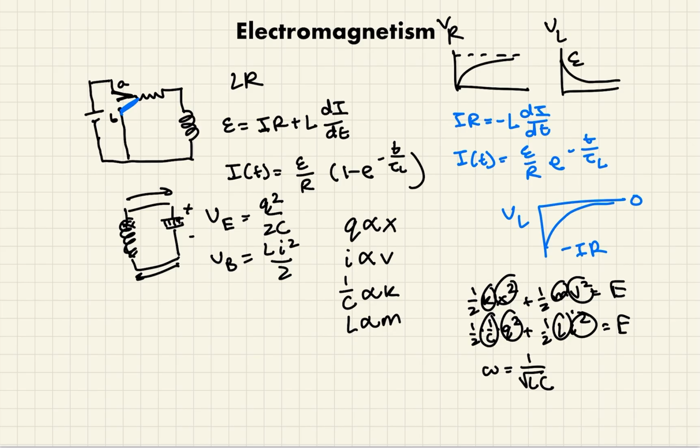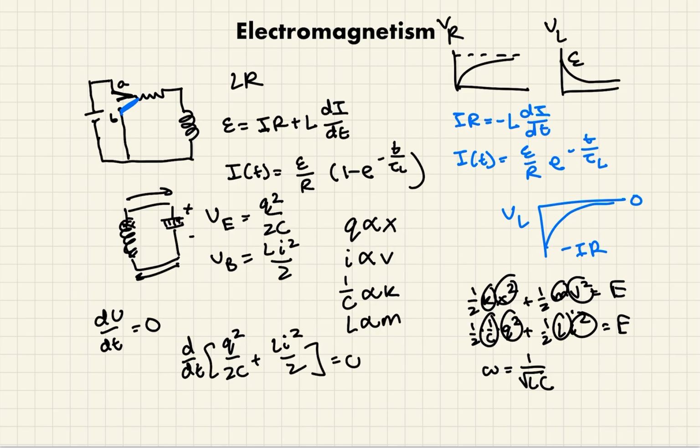And since we assume circuit resistance to be 0, no energy is transferred, and so U, or in this case E, total energy, is constant over time. How does that help us? Well, that means dU/dt is 0, which means that the rate of change of this one, if I use these formulas, becomes q squared over 2C plus L i squared over 2. The rate of change of that is equal to 0.